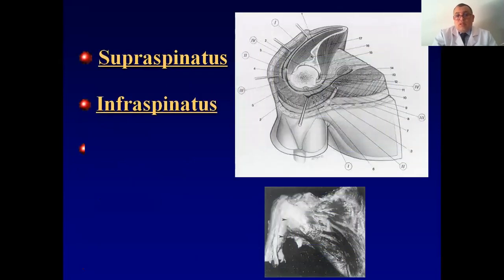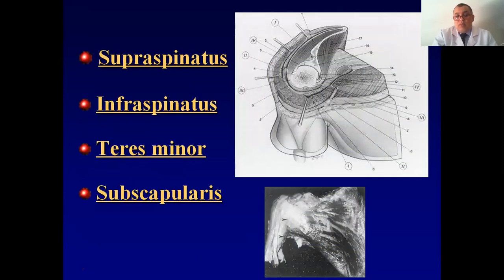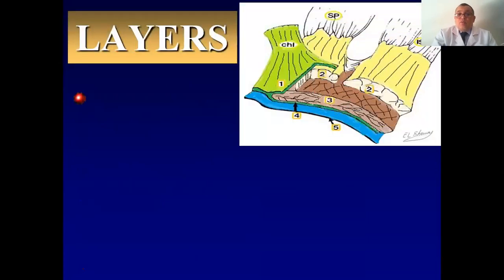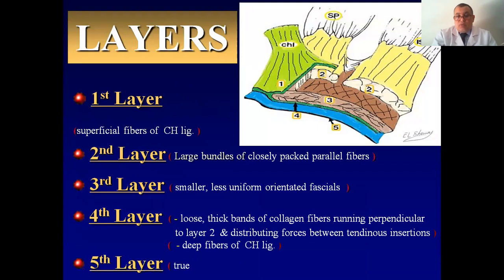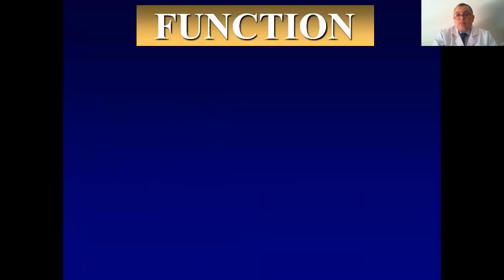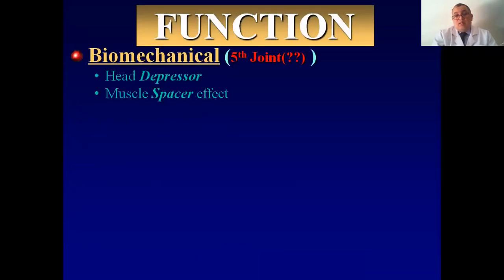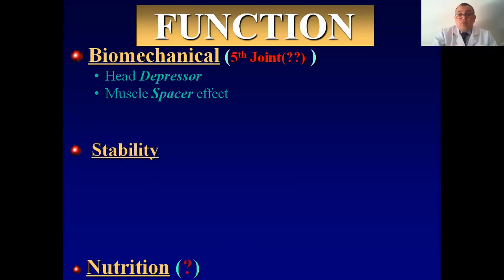The rotator cuff muscles are formed, as we all know, from the supraspinatus, infraspinatus, teres minor, and subscapularis. It is formed of five layers. We don't have to go into the details of which, because this is needed in another session. But they function by three mechanisms: biomechanically, as head depressors and muscle spacers. They add to the nutrition of the shoulder joint by their motion. And the most important for this session is the stability.